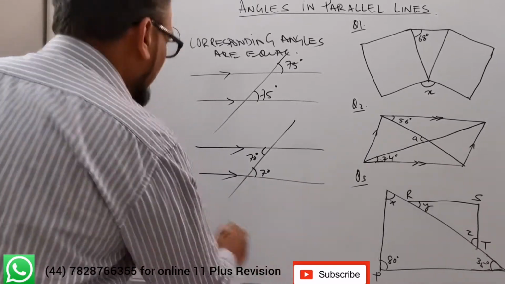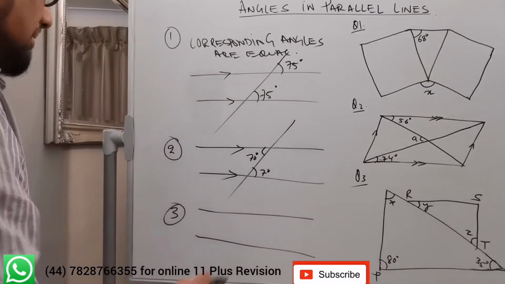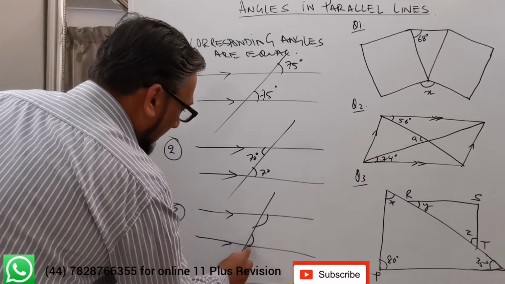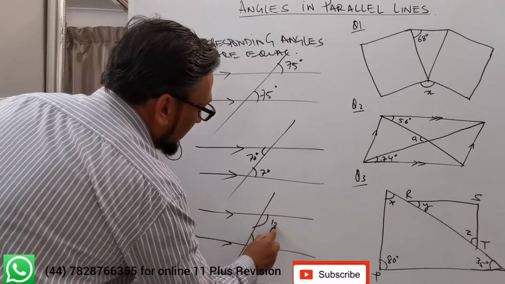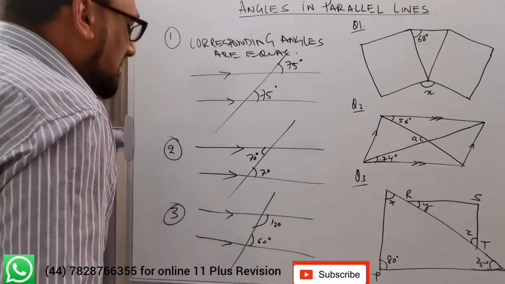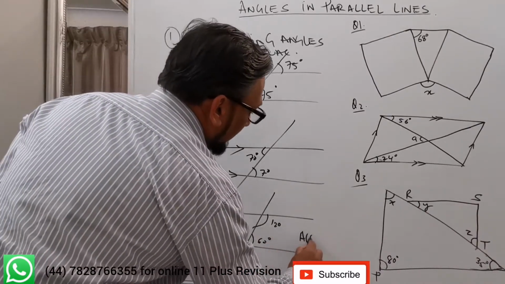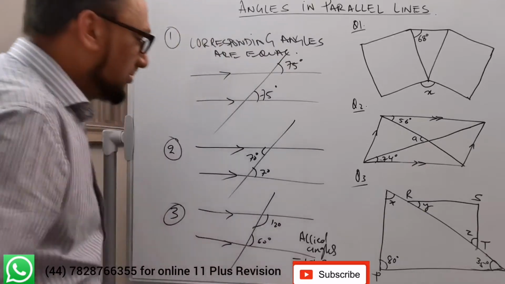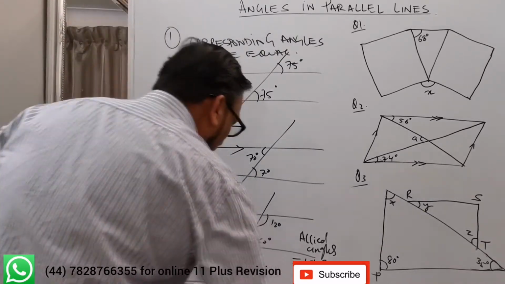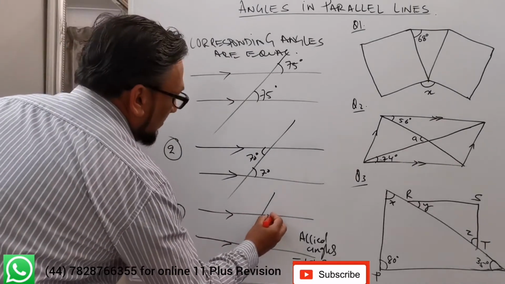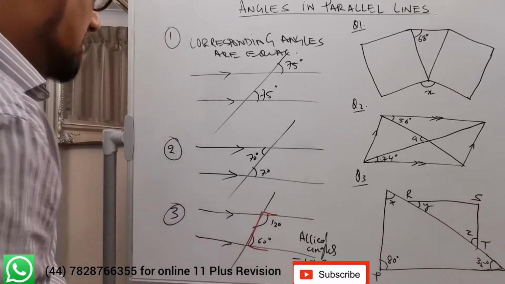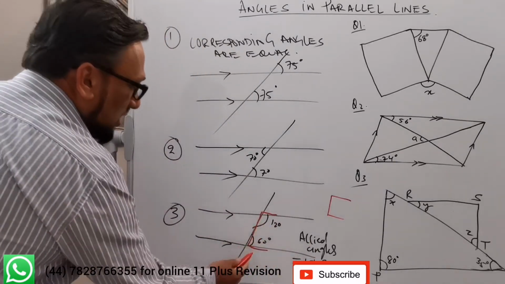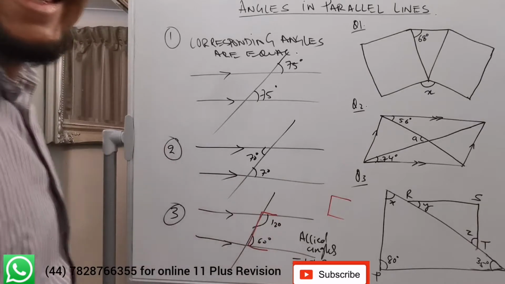And the third type of angles in parallel lines is called allied angles. If I say this is 120 degrees, then this must be 60 degrees. Allied angles add up to 180 degrees. They make a shape like a C. So the allied angles make 180 degrees. This one is 60, so this one must be 120 degrees.